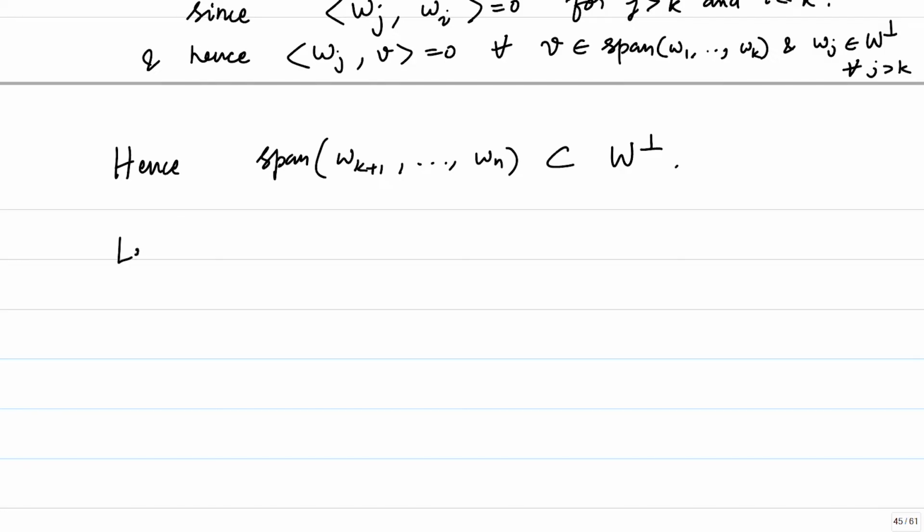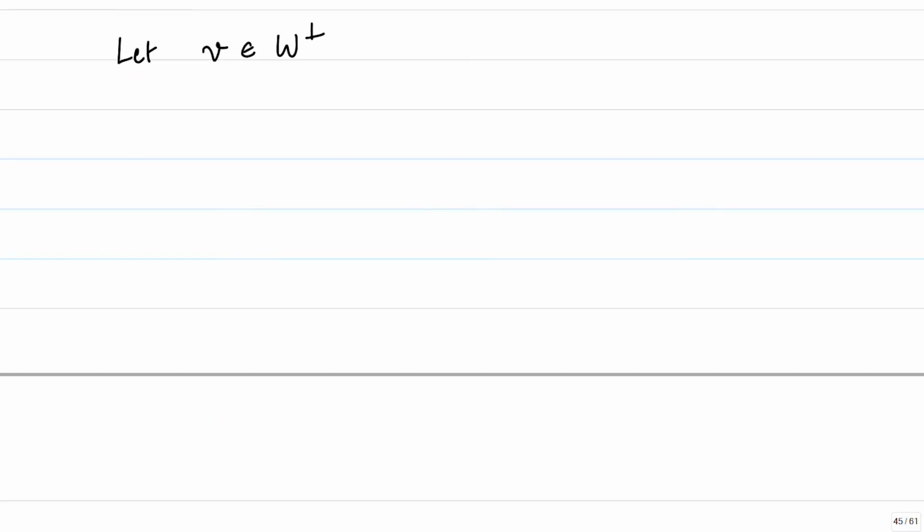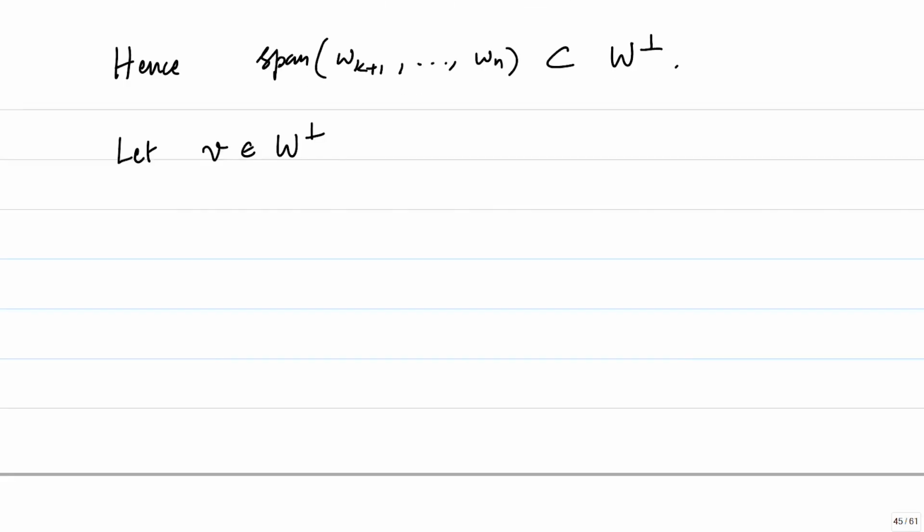So let v be a vector in the orthogonal complement of w. We would like to show that this is in the span of wk plus 1 to wn. Right. So, what do we know about writing down a vector v as a linear combination of vectors in an orthonormal basis? We know the explicit formula.